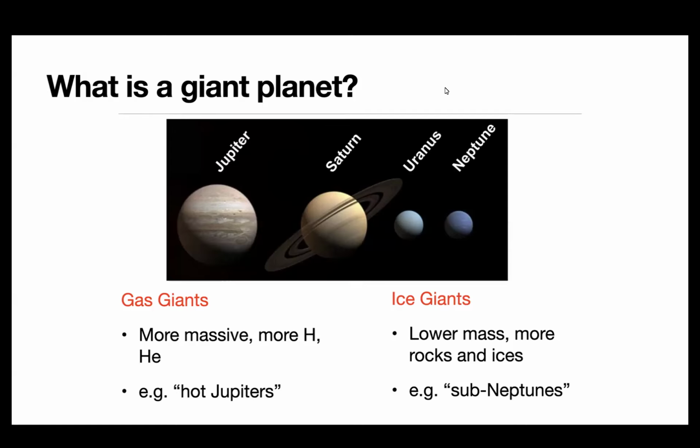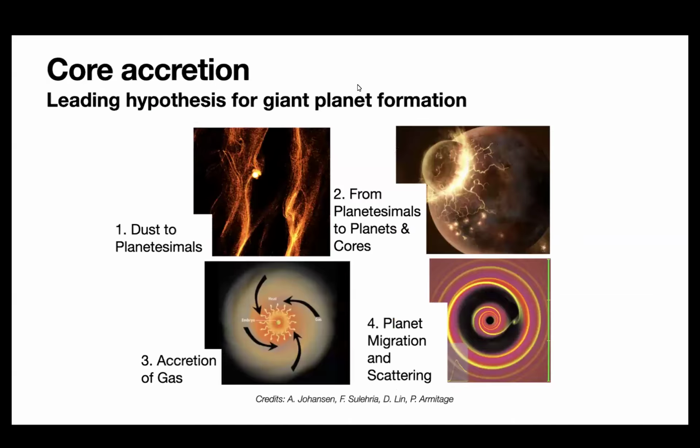The other category of giant planets within our solar system is the ice giants. These are lower mass, and they contain more rocks and ices. Analogous planets around other solar systems would be sub-Neptunes in the exoplanet context.